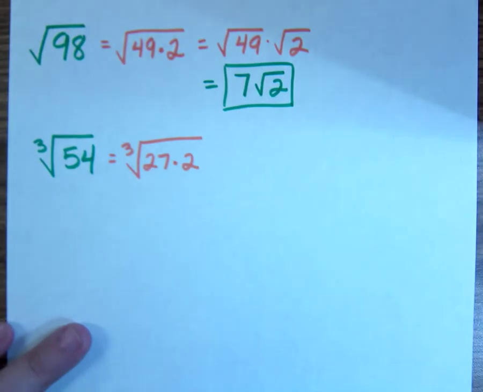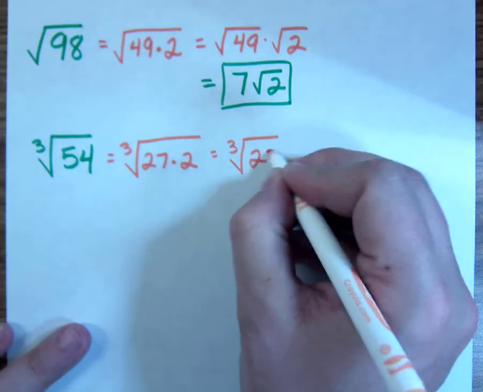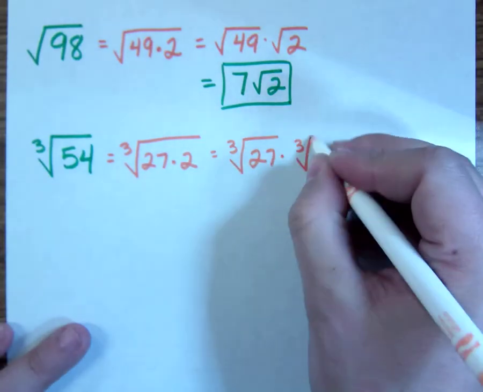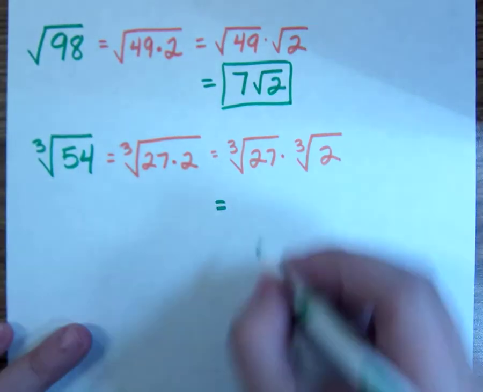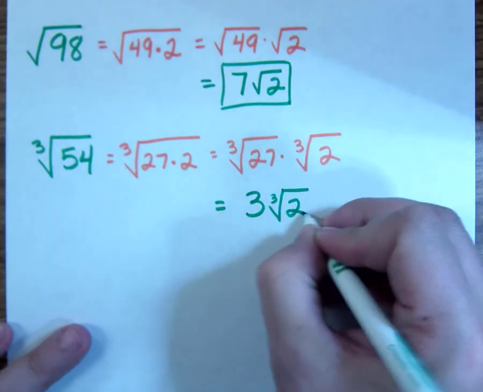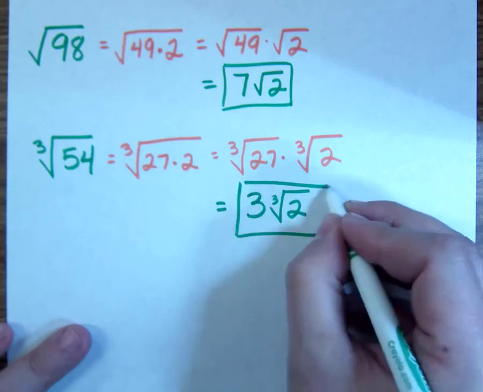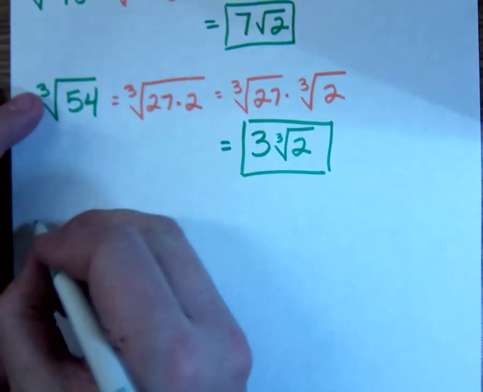Okay, so let's break it apart. The cube root of 27 times the cube root of 2. And we know the cube root of 27 comes out nicely. That's why we picked it. What is the cube root of 27? 3. So the answer is 3 times the cube root of 2. Okay, let me give you a goofy one.